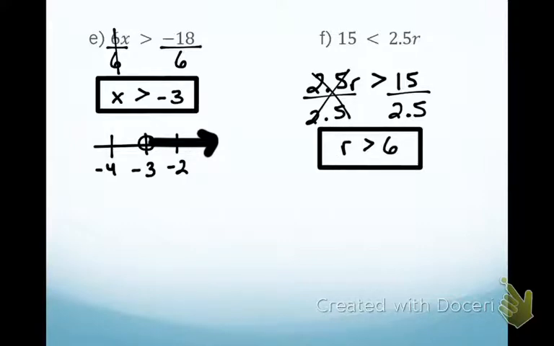I want you guys to graph it on your own. As you graphed it, guys, open or closed circle? Open. Open because there's no equal sign. And which direction should my arrow go? Right. Good job, because all solutions are greater than 6. Going to the right is always going to be my greater than.